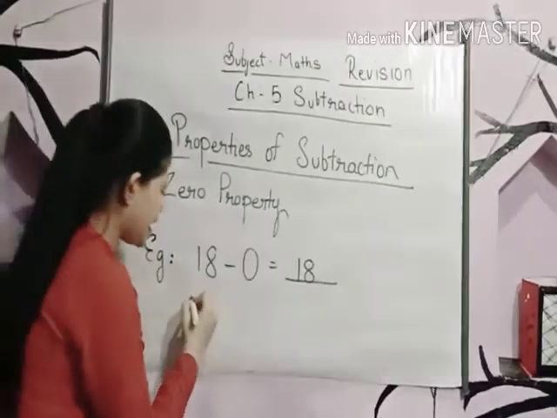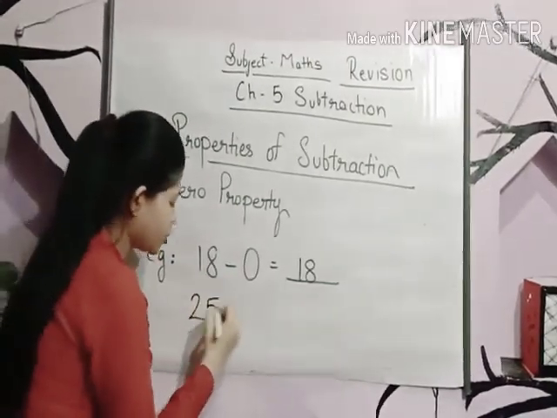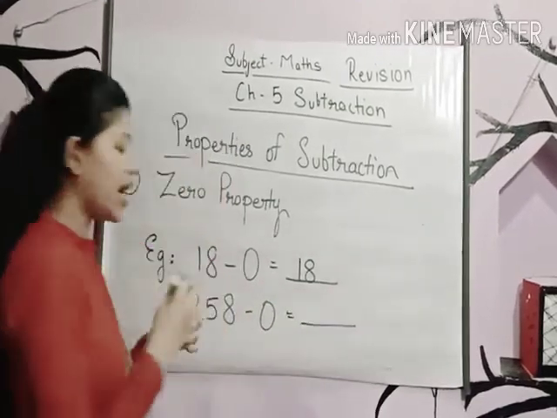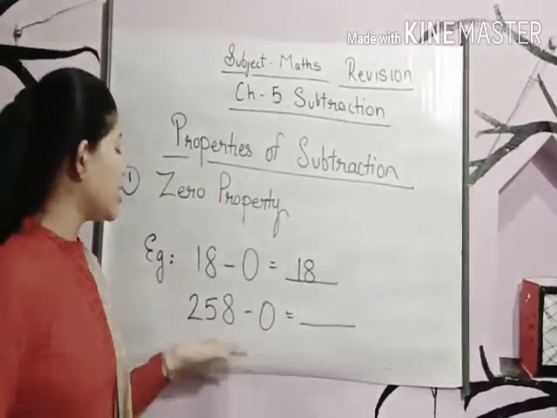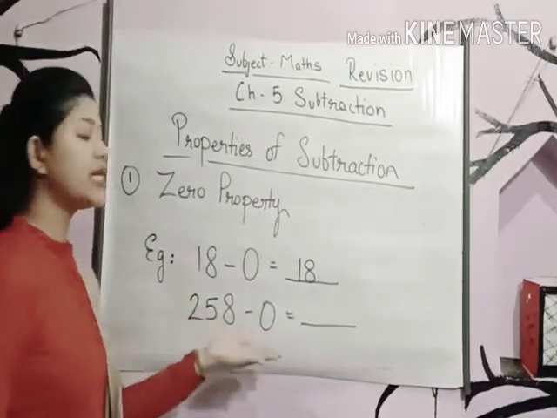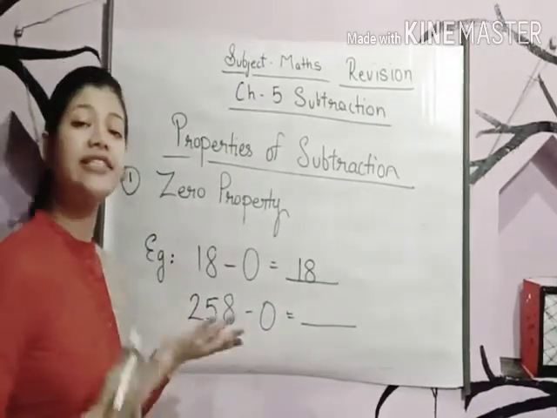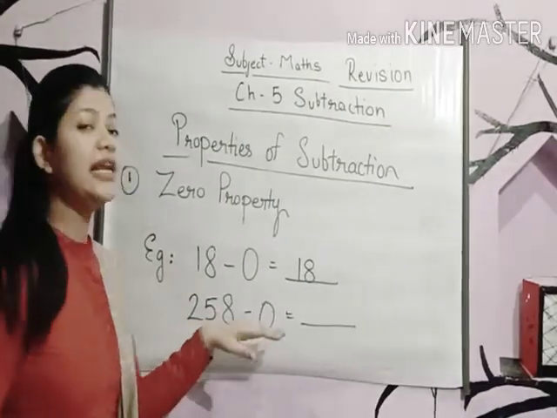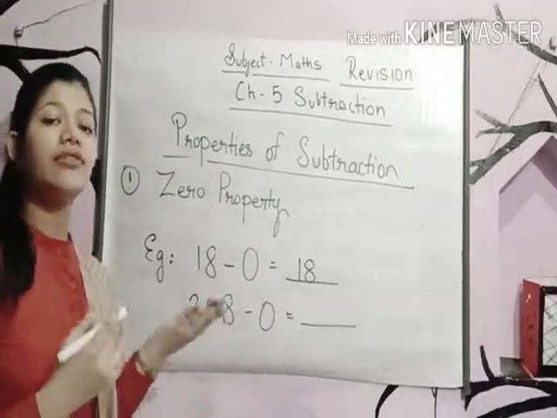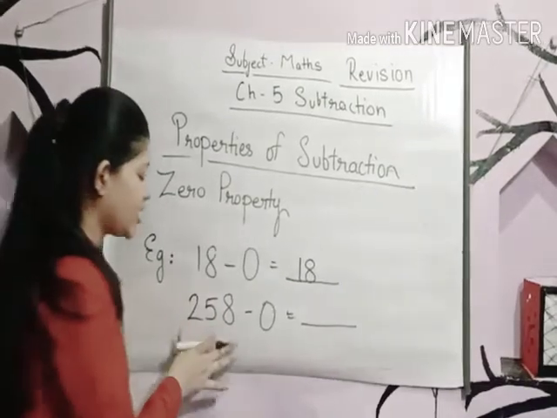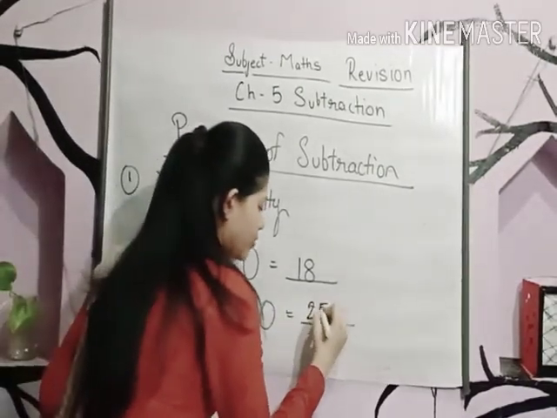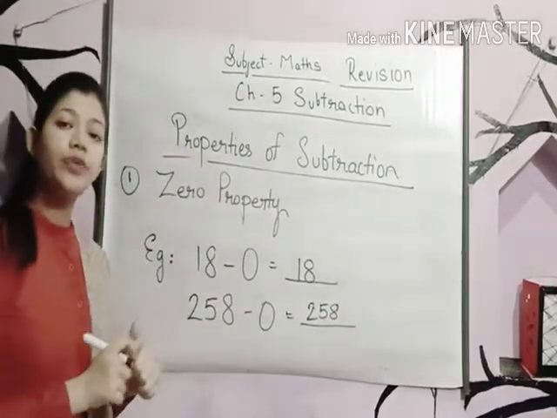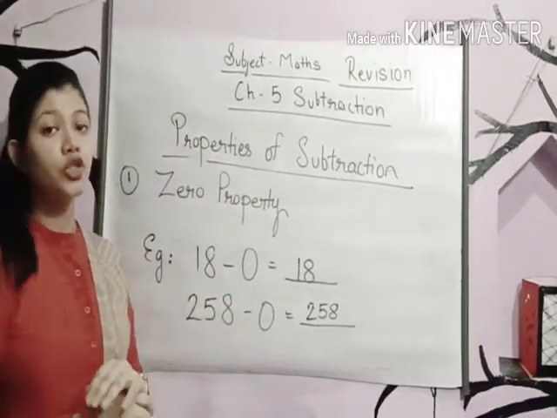Let's take one more example. If I give you a number 258 minus 0 is equal to dash. So students, what will be the answer? The answer will be the number itself. Why? Because whenever we subtract 0 from any number, the difference is the number itself. That will be 258. I hope the first property is clear to you all.